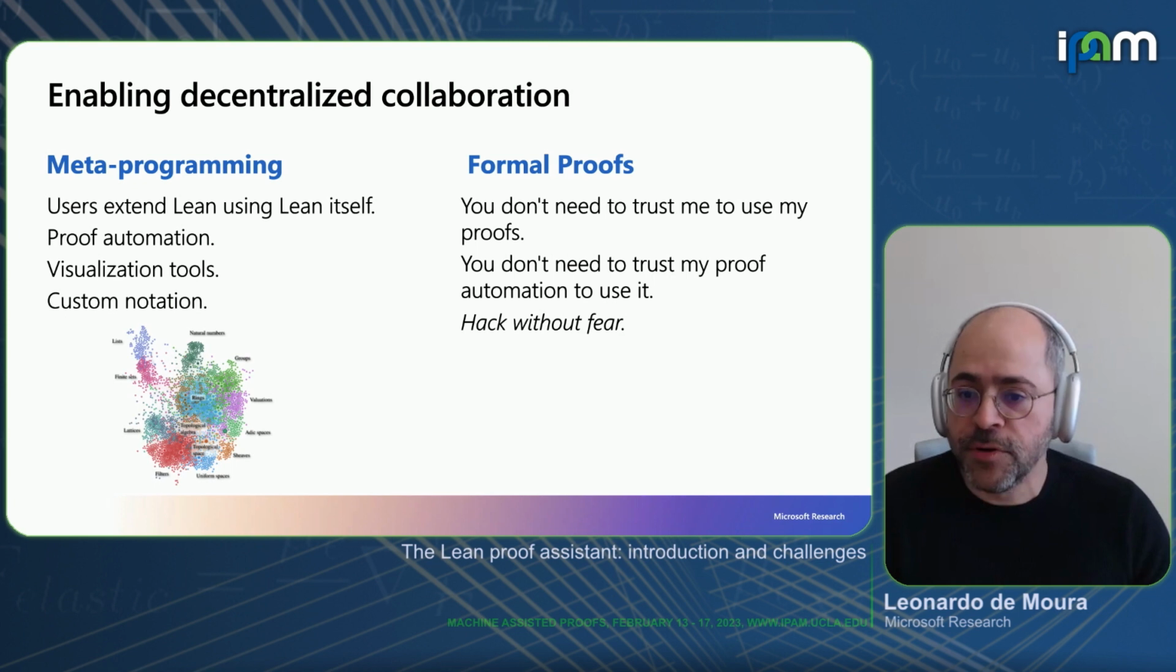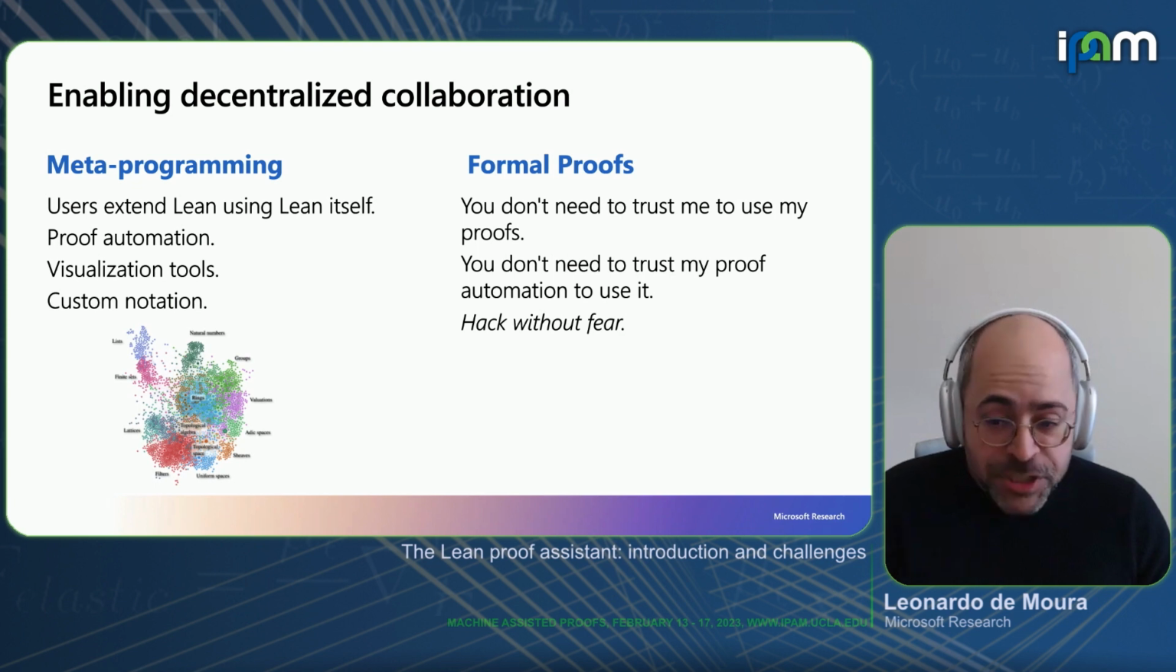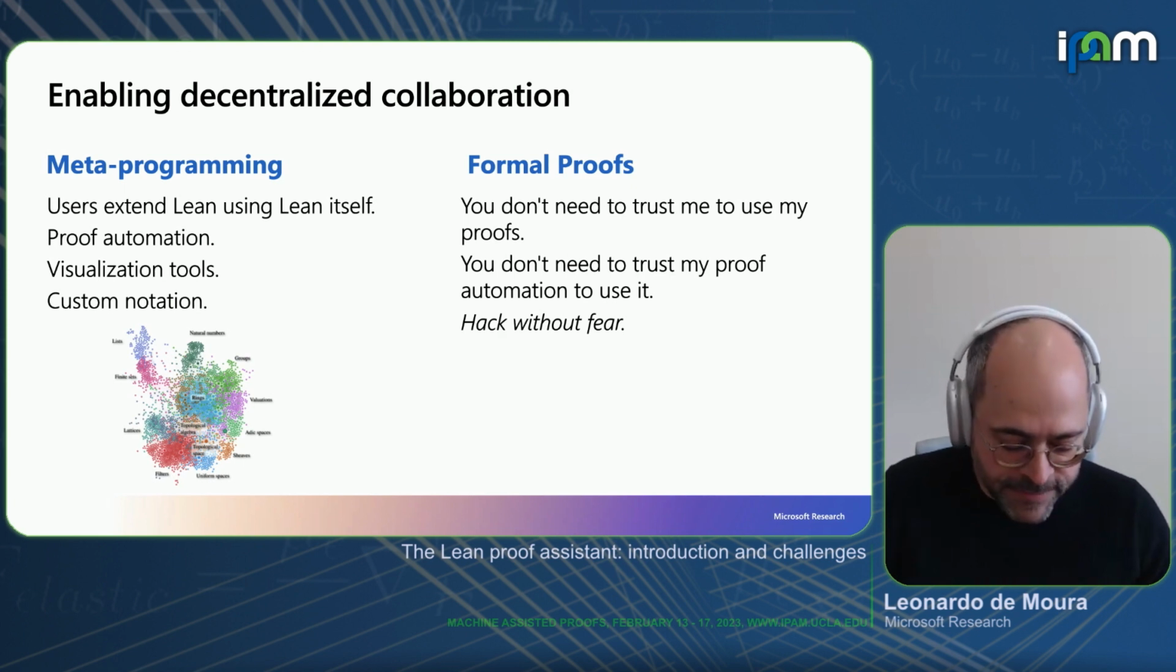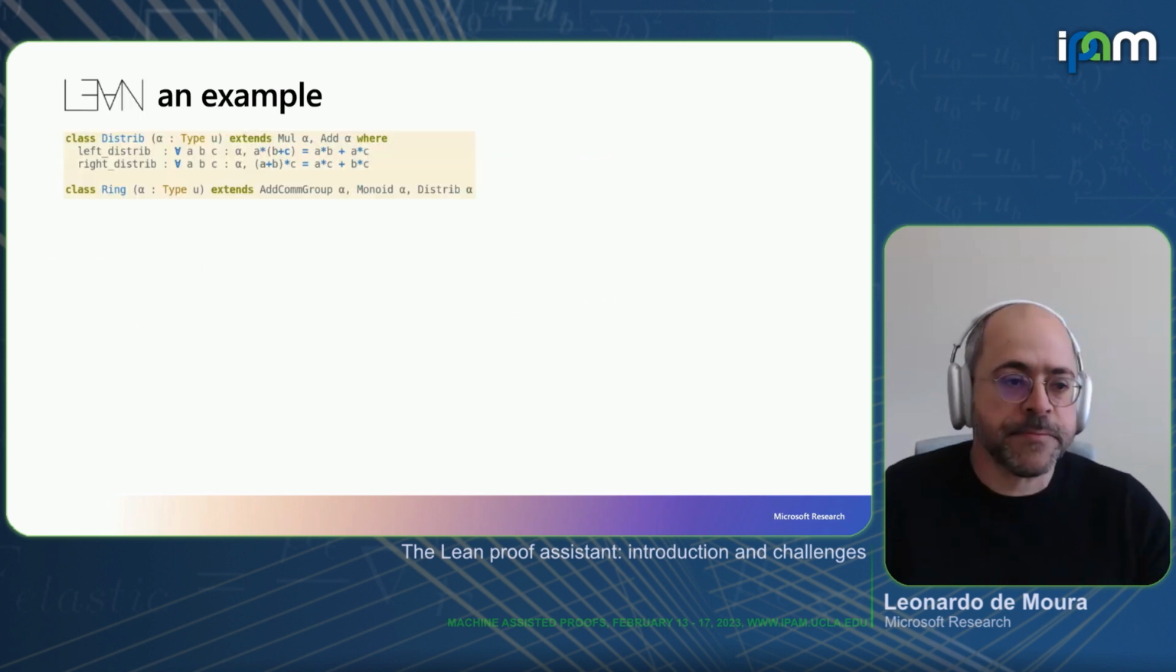Another ingredient is formal proofs. Formal proofs are important because you don't need to trust me to use my proofs. You don't need to trust my proof automation to use it. Especially the proof automation, it's a really powerful idea. You can hack a new proof automation without fear of introducing unsoundness to the system. You know that at the end, the kernel will check your proof. I think this is a very powerful idea.